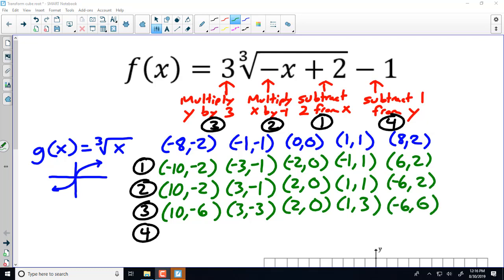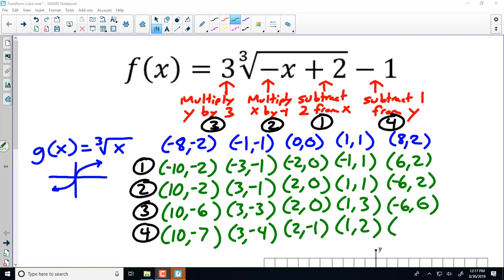Okay, final thing to get our ordered pairs that we're going to need to graph: we're going to subtract 1 from every y value, then we'll be ready to go to graph. Here we go, leaving the x's alone and subtracting 1 from every y.